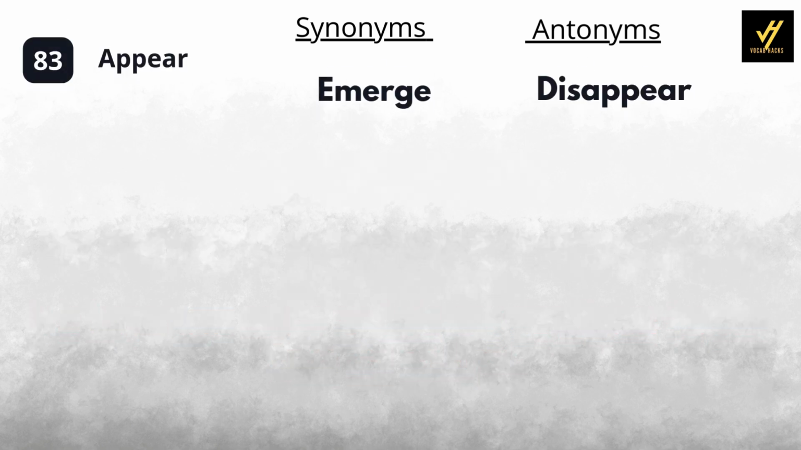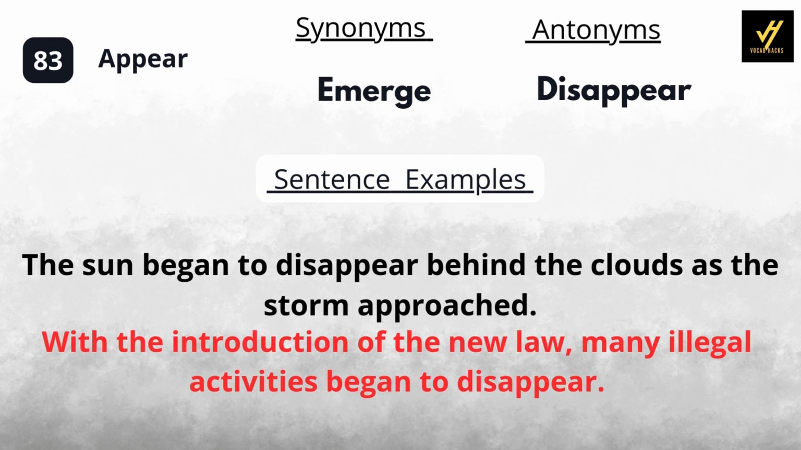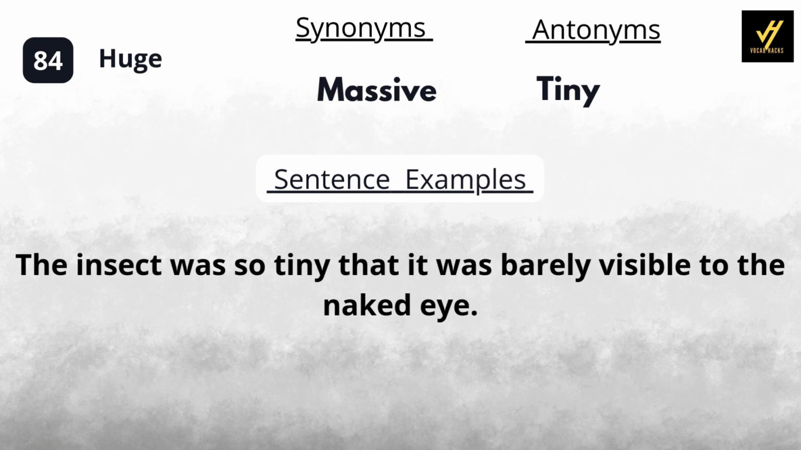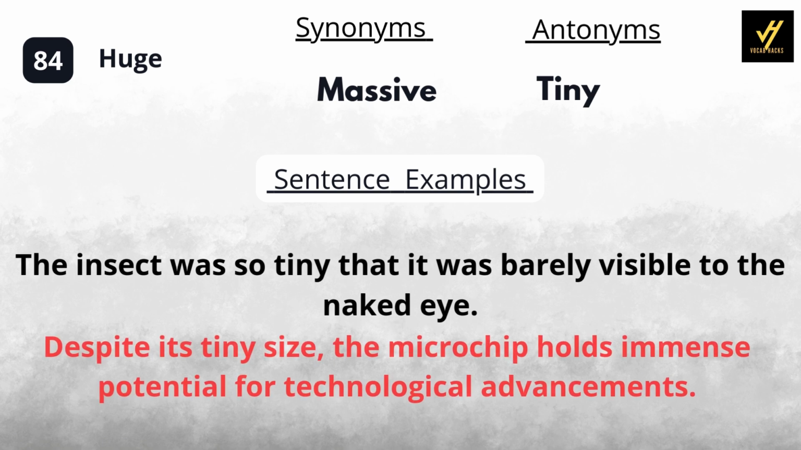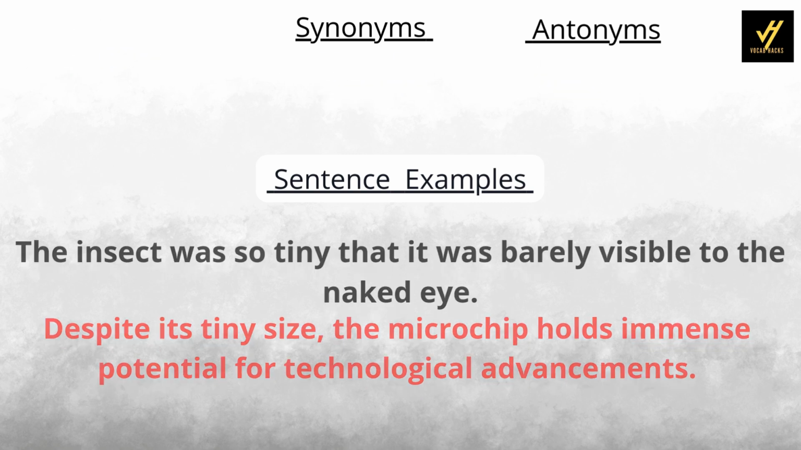Appear, emerge, disappear. The sun began to disappear behind the clouds as the storm approached. With the introduction of the new law, many illegal activities began to disappear. Huge, massive, tiny. The insect was so tiny that it was barely visible to the naked eye. Despite its tiny size, the microchip holds immense potential for technological advancements.